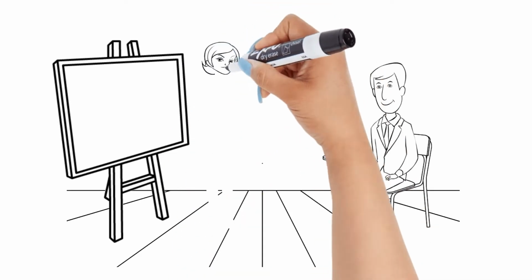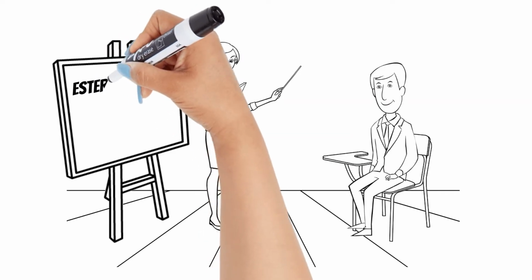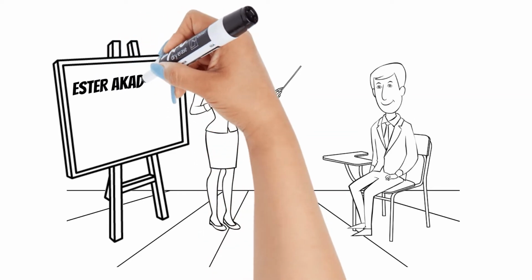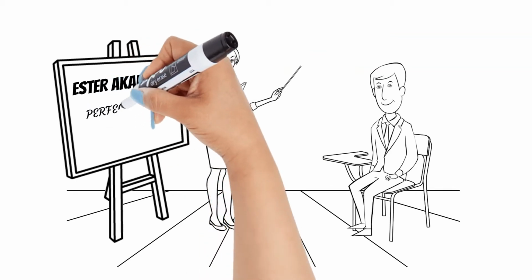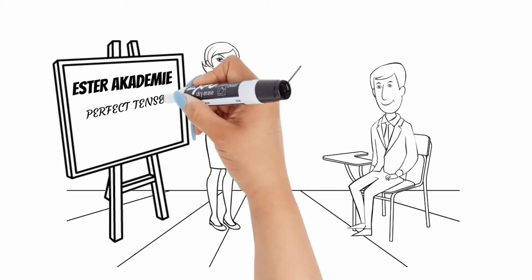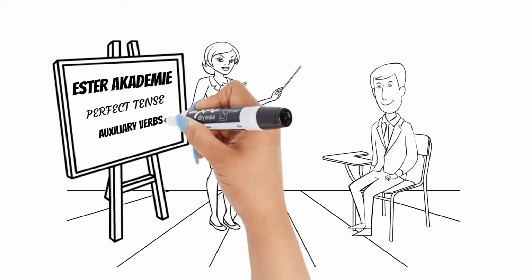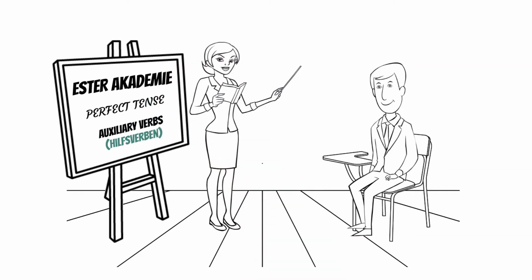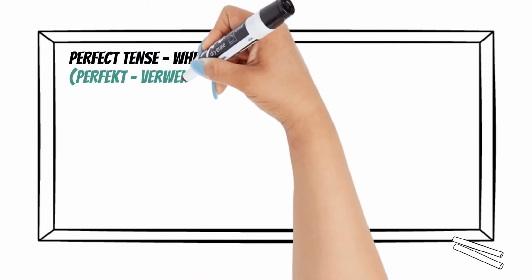In this case, he's still glad to have a helping hand from Ester Academy. And there, he is taught that the perfect tense is built out of sein and haben, and these words are auxiliary verbs, Hilfsverben. So they are helping to complete the perfect tense.